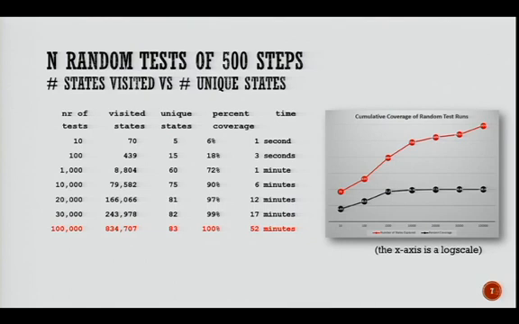And then you can plot. Okay, if you do 10 tests, you hit 70 states, but most of them are repeat visits to those states, so there are only 5 unique in that set, and that's 6% of the total. You have to do 100,000 of these tests, these randomized tests, to be reasonably confident that you hit 100% coverage, that you've visited all the nodes.